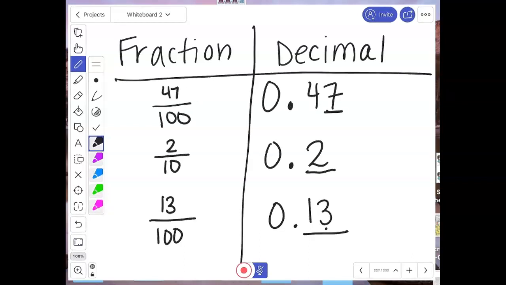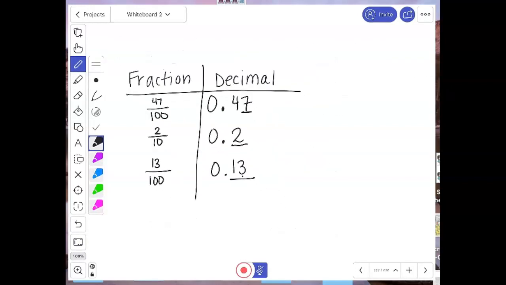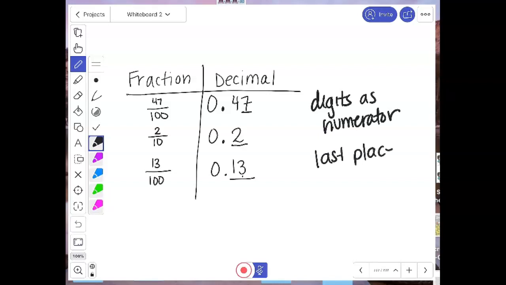Seems pretty straightforward. So let me tell you my strategy that I use here. I write the digits as the numerator, and then the last place I have is the denominator. So this is 47, so I write 47 as my numerator. The 7 is in the hundredths place, so my denominator is hundredths. Let's look at another one.